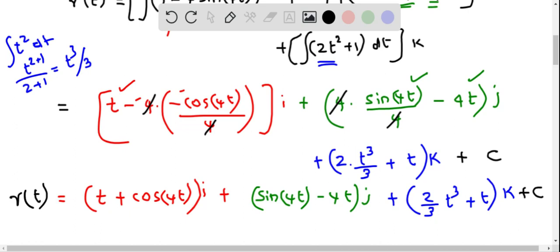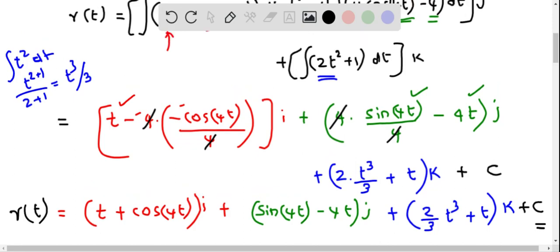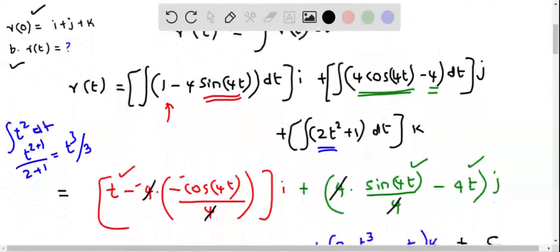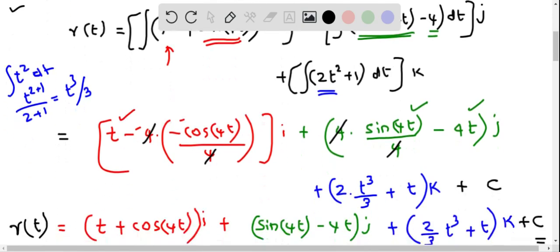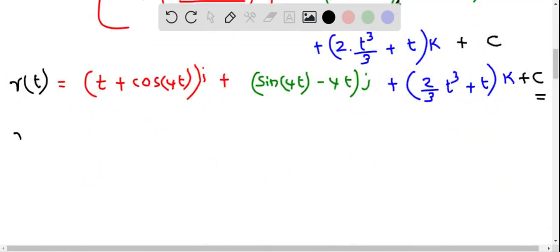So we have determined this position vector r of t, and we have to find the value of the integration constant c. We can do that using the initial condition, that is r of 0 equals i plus j plus k. Let me copy the initial condition: r of 0 equals i plus j plus k. We find r of 0 by substituting t as 0.